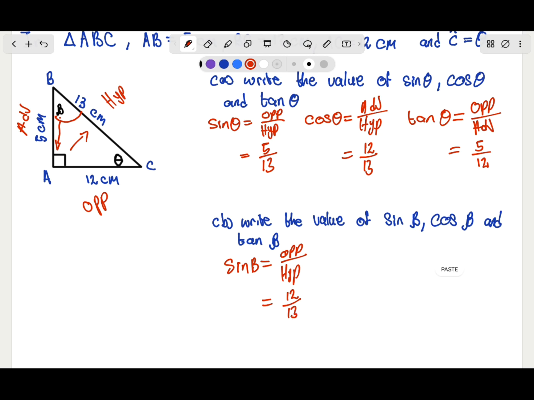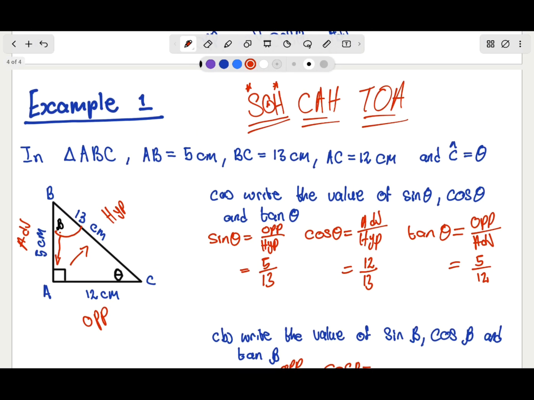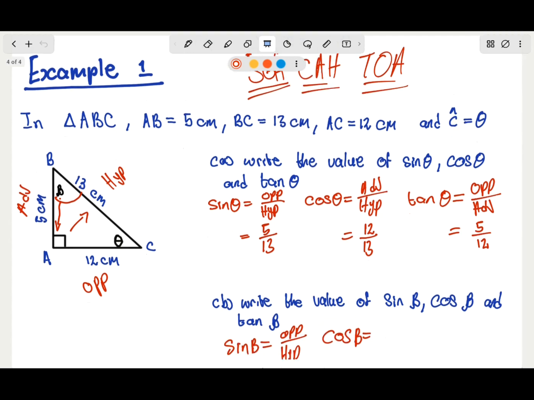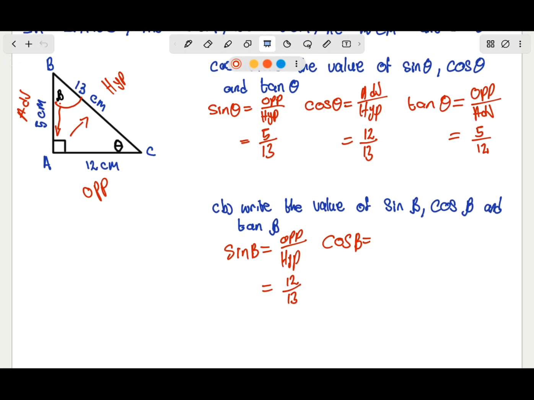Okay, now we're going to find cos beta. What's our definition for cos? According to SOHCAHTOA, cos is equal to adjacent over hypotenuse. So we're going to have our adjacent over hypotenuse. We have already found our sides. The adjacent side is 5, and the hypotenuse is 13.